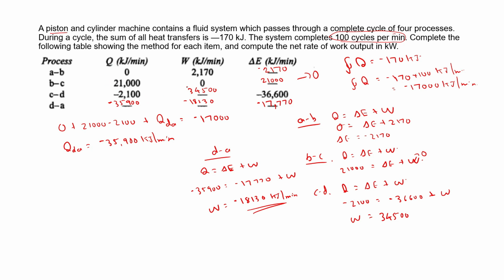So we made use of this idea, that is the total energy. First we found the heat transfer for this process because the total heat transfer is given, and you have the delta E. Total delta E of a cycle will be 0. So that's another idea we used. And if you want to verify, you know that cyclic integral of Q is equal to cyclic integral of W. So cyclic integral of Q is, here it is given, that is minus 17,000. So if you add all these four, then you will get minus 17,000 itself.